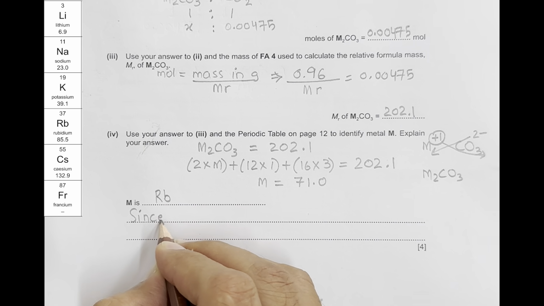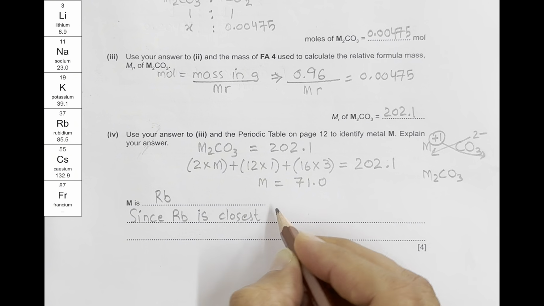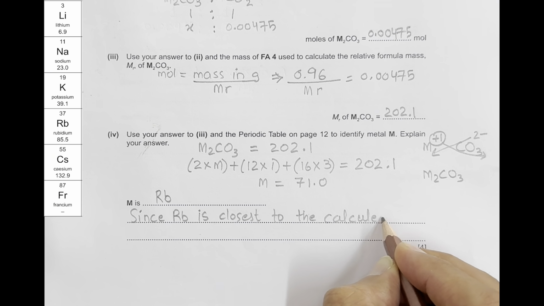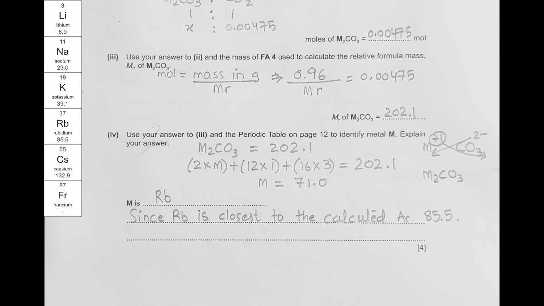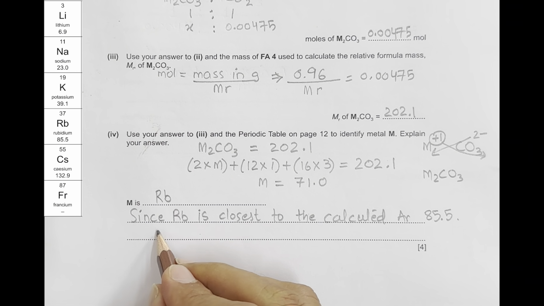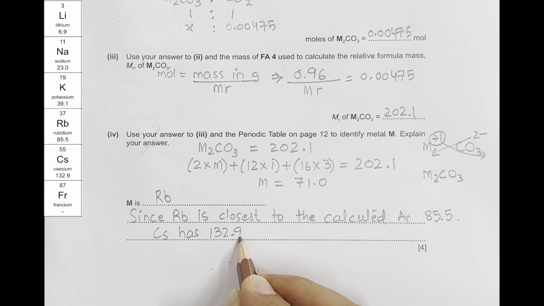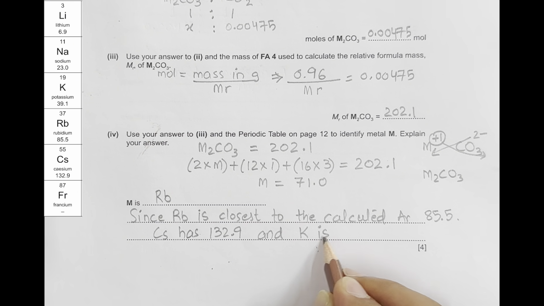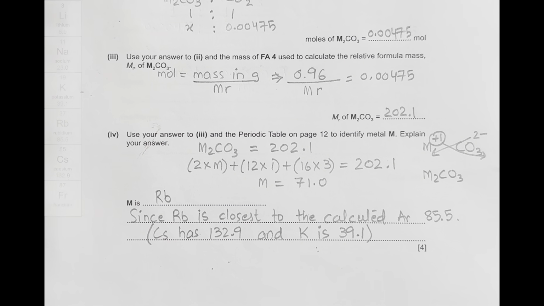Since rubidium is closest to the calculated AR, and rubidium is 85.5. However, if you look above and below, cesium, which is below, has 132.9, which is way bigger than this, and potassium, which is above, is 39.1, which is again far from this calculated 71.